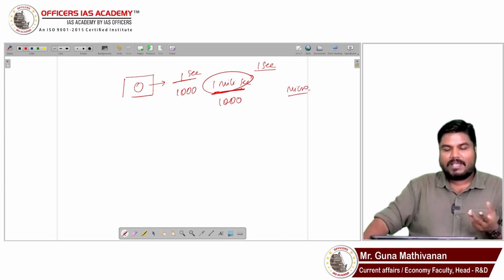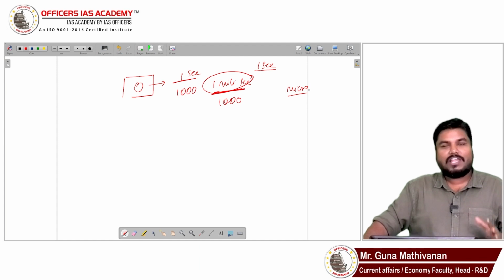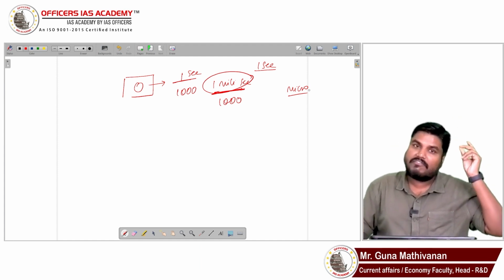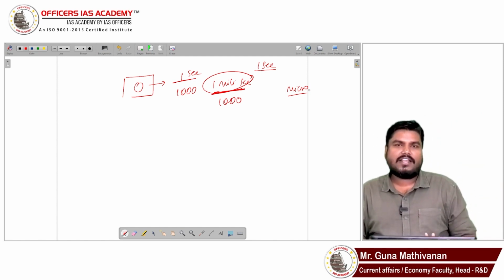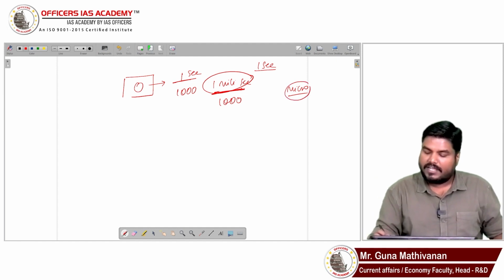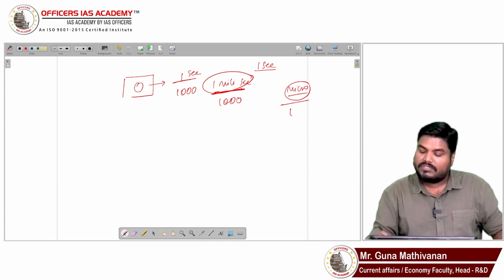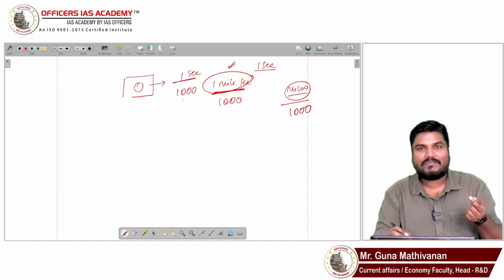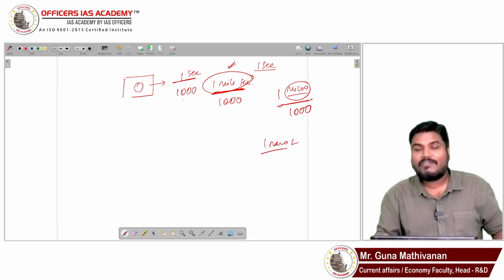Now that microsecond, imagine I have a powerful camera whose shutter speed is 1 microsecond. That means I will get slow motions of so many things happening at a very fast pace. Now imagine a camera with a shutter speed of 1 by 1000th of a microsecond. 1 by 1000th of a second is a millisecond, 1 by 1000th of a millisecond is a microsecond, and 1 by 1000th of a microsecond is called 1 nanosecond.